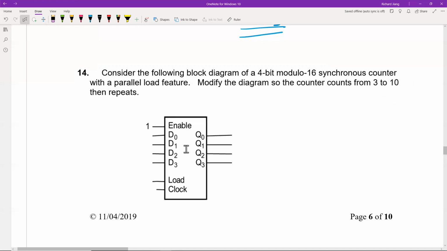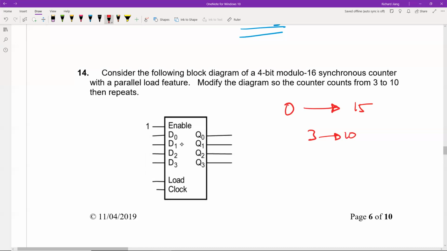So what we want to do is detect when we hit 10, and when we hit 10, we want to load a 3 into here so that it does not. Again, the full range of this is to go from 0 all the way to 15. We want to limit the range so it just counts between 3 and 10. Is that fair? Yep, that makes sense.